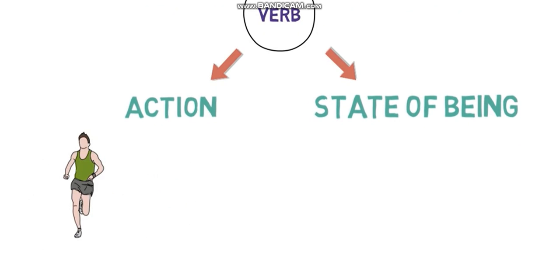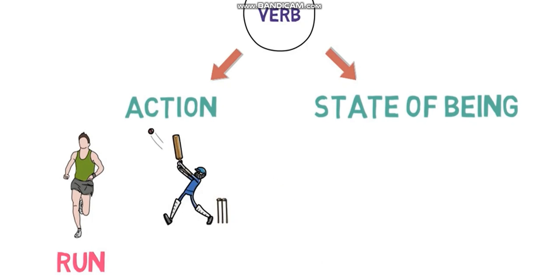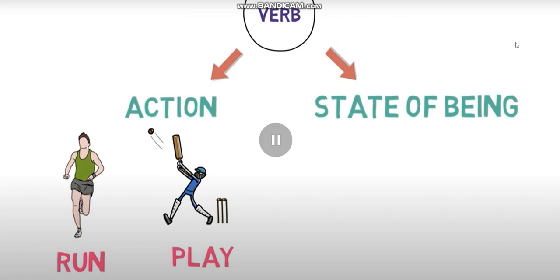What is this boy doing in this image? He is running, right? So, run is an action verb. Yes. What is this batsman doing? He is playing. So, play is an action verb. Yes, run and play, both are action words.